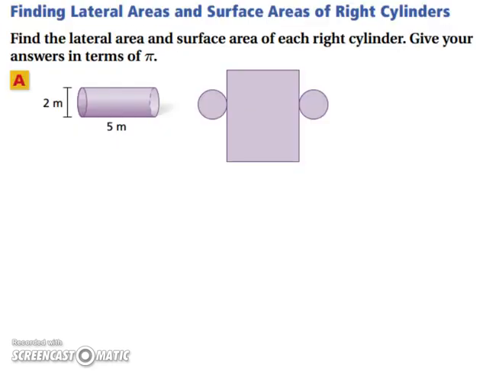Take a moment and write down this example, and then try it on your own. Keep in mind, give your answer in terms of pi.